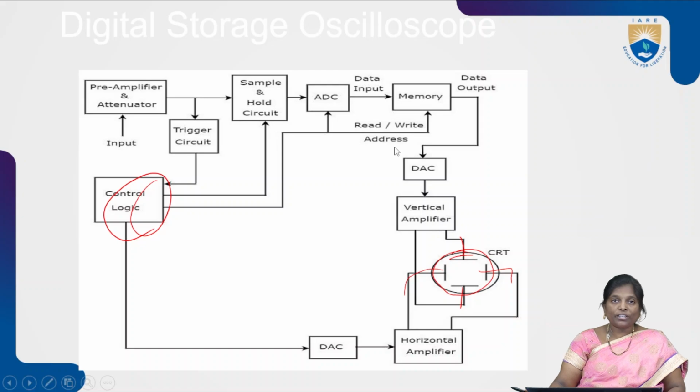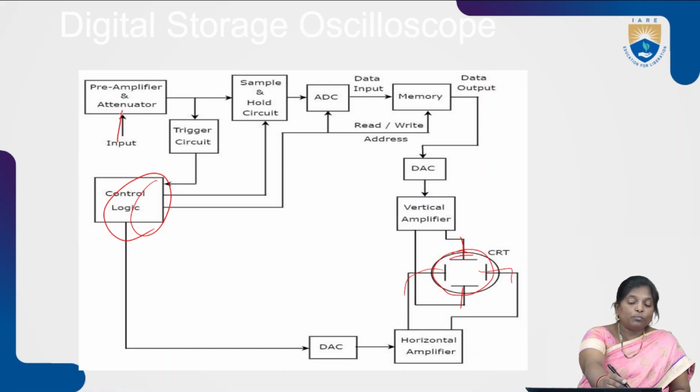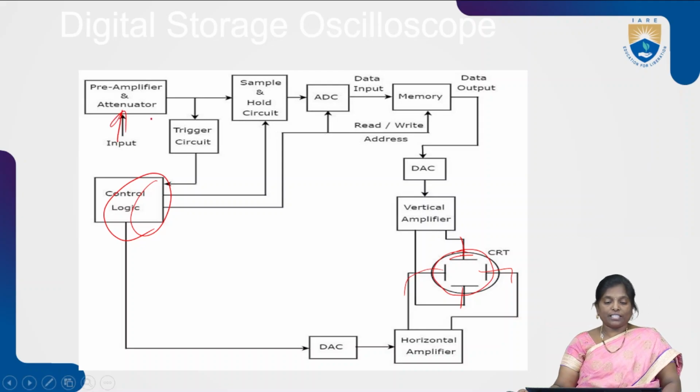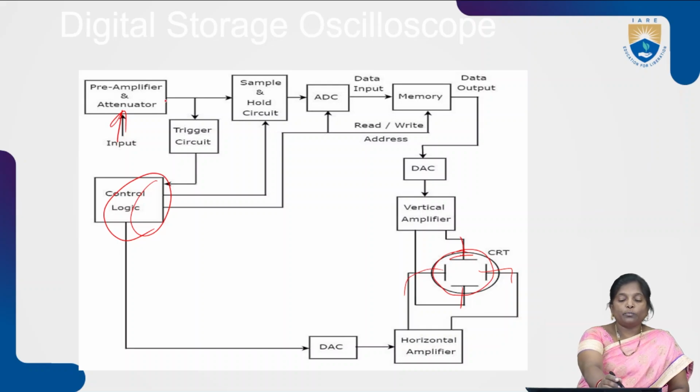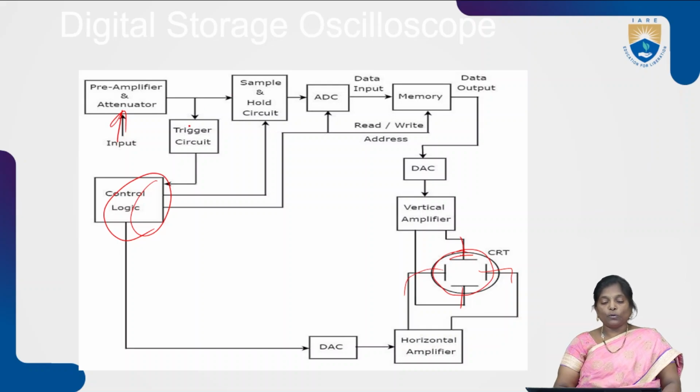Coming to the operation, initially we apply the input to the preamplifier and attenuator section. The main advantage of using the preamplifier and attenuator is that if the input signal has any noise, that noise or unwanted signals can be removed with the help of the attenuator. Only the required amount of input signal will be transmitted, and by using the preamplifier, we can strengthen the input signal. Then the input signal is given to the sample and hold circuit.